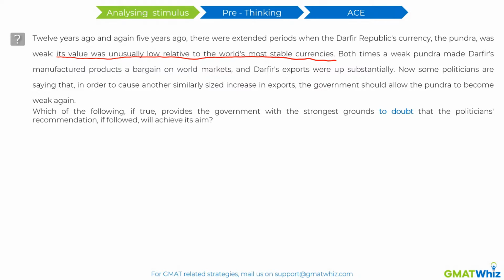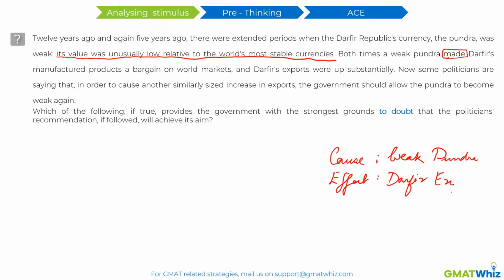Both times, that means 12 years ago and 5 years ago, a weak Pundra made, now look at the word made, Darfur's manufactured products a bargain on world markets, and Darfur's exports were up substantially. What does this sentence mean? It means that the author is telling us the cause was the weak Pundra. The word made tells us that Pundra was the cause. And the effect was that Darfur's exports increased substantially. And this happened both the times. Okay?